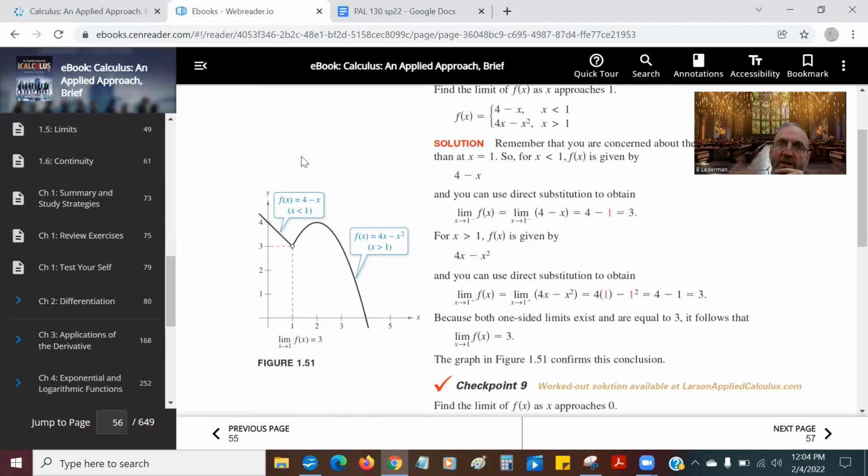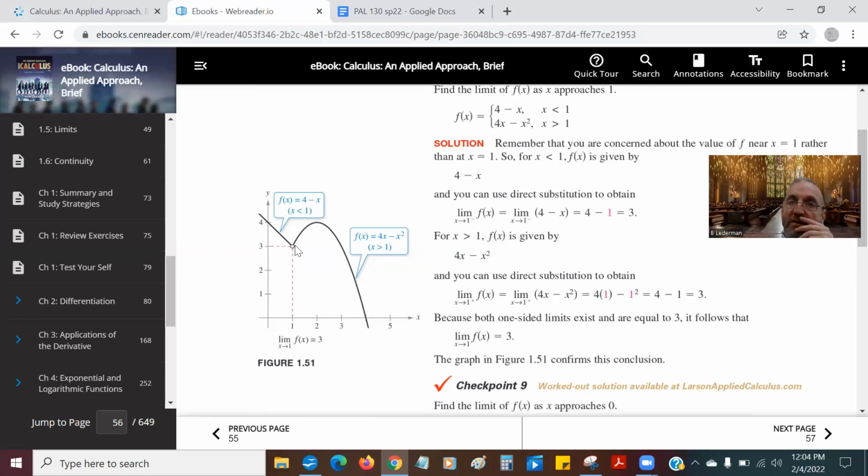So 4 minus x, if you graph it, looks like that. And 4x minus x squared is like this upside down parabola. And there's a hole there, not because I'm dividing by 0, but just because in the definition of the function, there was never any allowance made for x equals 1. That's just the way it is. So nonetheless, the limit here is 3, because whether I come from the right side or from the left side, the y values are getting closer and closer to 3 as the x values get closer and closer to 1. And that's the way this works.